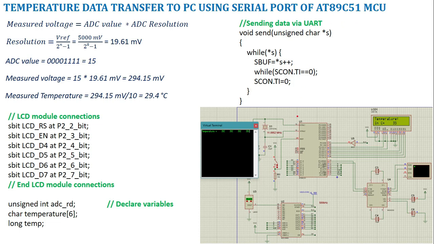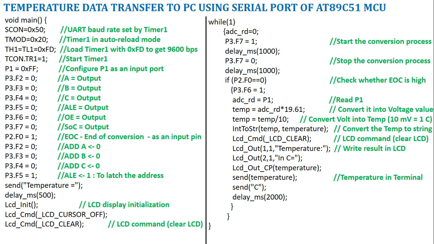Here you can see the end of conversion line is connected with a NOT gate. So this EOC will be 1 once the conversion is complete, and I am inverting it and giving the 0 to port 2.0, which means we have to detect whether our port 2.0 is 0 or not. If it is 0, then the conversion is complete. That is what we indicate here. So we check whether our end of conversion signal has been generated.